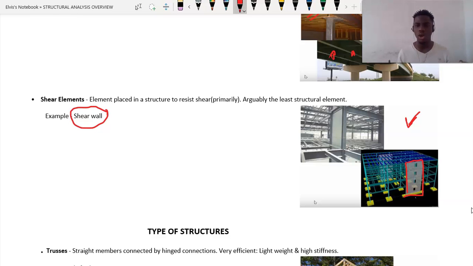shear walls in the building. This shear wall will try to counteract the earthquake load. We know that whenever an earthquake hits a building, the building is going to try to vibrate, right? The building is going to try to oscillate. How can we stop this building from vibrating too much? We need to place an element called a shear wall. So this shear wall is what we use to resist lateral load. This is an example of shear elements.